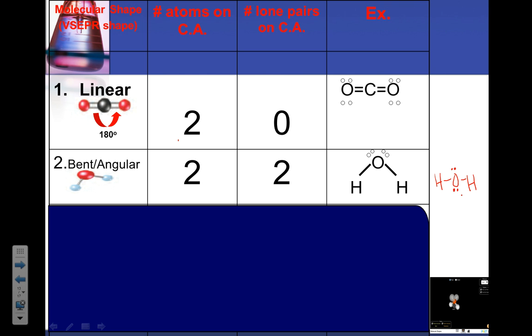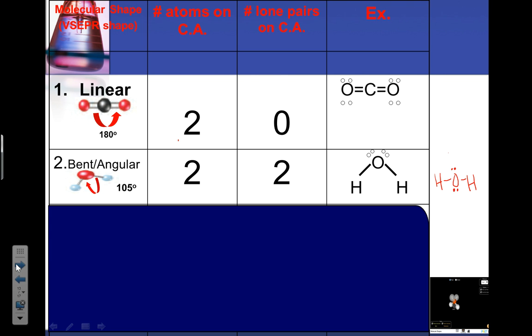When you're trying to decide the VSEPR shape, you look at your central atom, which is oxygen, and you notice there are 2 atoms attached to the oxygen. That's where we have the 2 atoms on the central atom. But you also have lone pairs, these lone pair electrons here and here. Those lone pair electrons push on those hydrogen-oxygen bonds and push them down into this angle. So we can call it bent or angular. The bond angle for this particular VSEPR shape is 105 degrees. Technically it's 104.5, but we'll just remember 105 degrees.